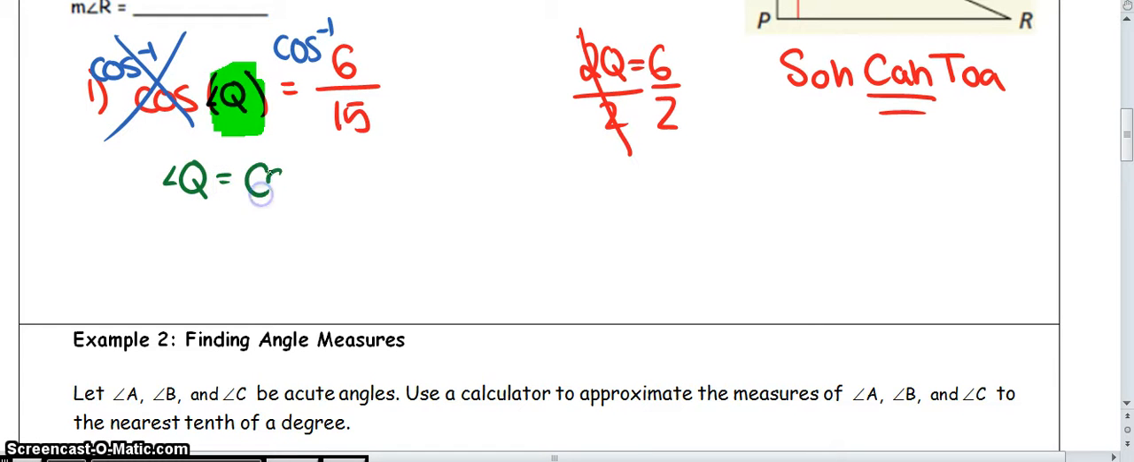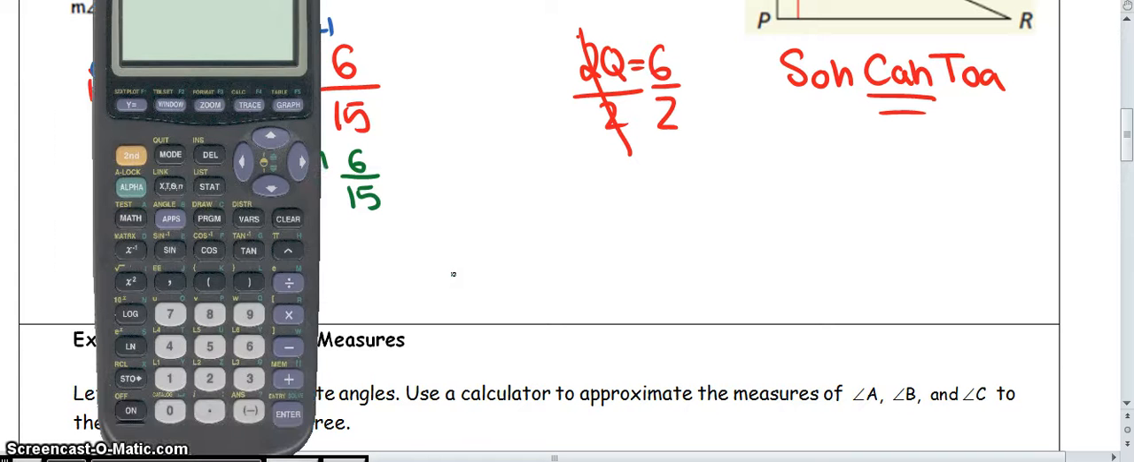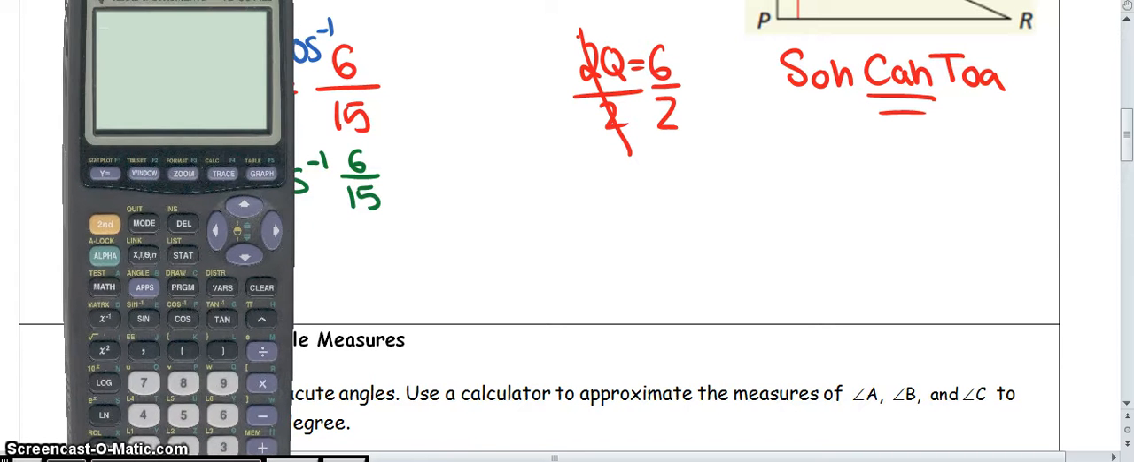On the other side, you have cosine of 6 divided by 15. And this is something you'll have to plug in your calculator to solve. I don't necessarily know it off the top of my head. So your calculator makes a lot of sense.